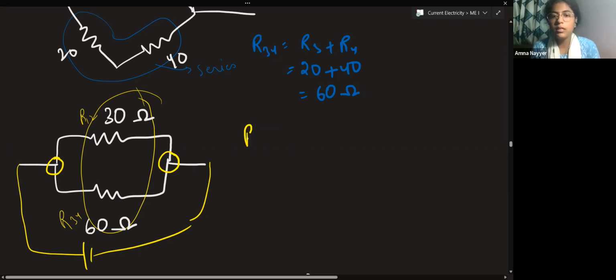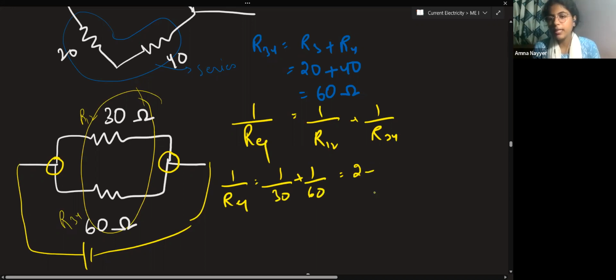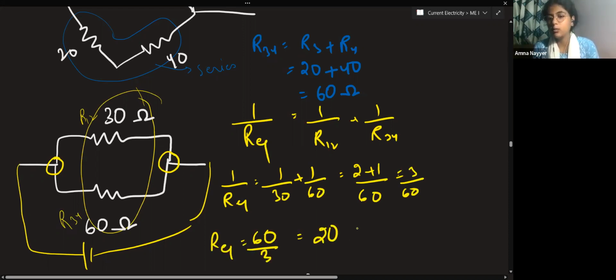So our equivalent is what? Our equivalent will be given by 1 by R12 plus 1 by R34. So 1 by R equivalent becomes 1 by 30 plus 1 by 60. That is simply, with 60 as the common denominator, 2 plus 1 divided by 60, that is 3 divided by 60. R equivalent becomes 60 divided by 3, which is equal to 20. 20 ohm is your final answer.